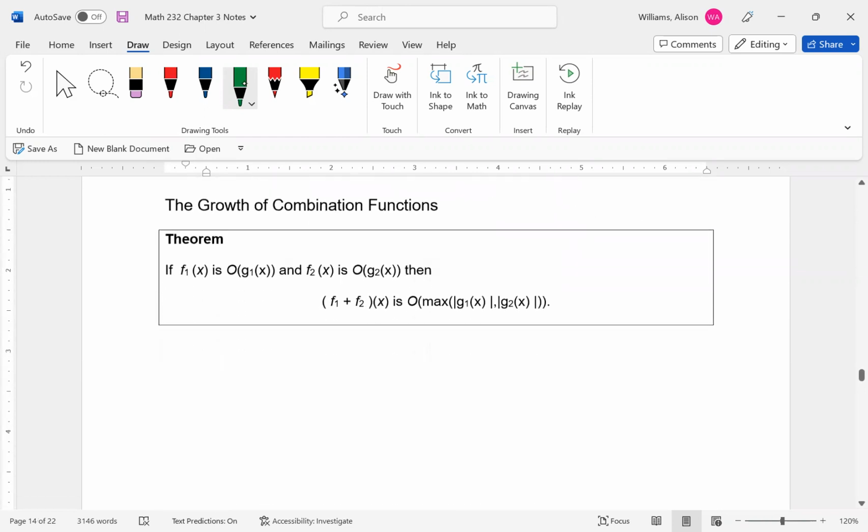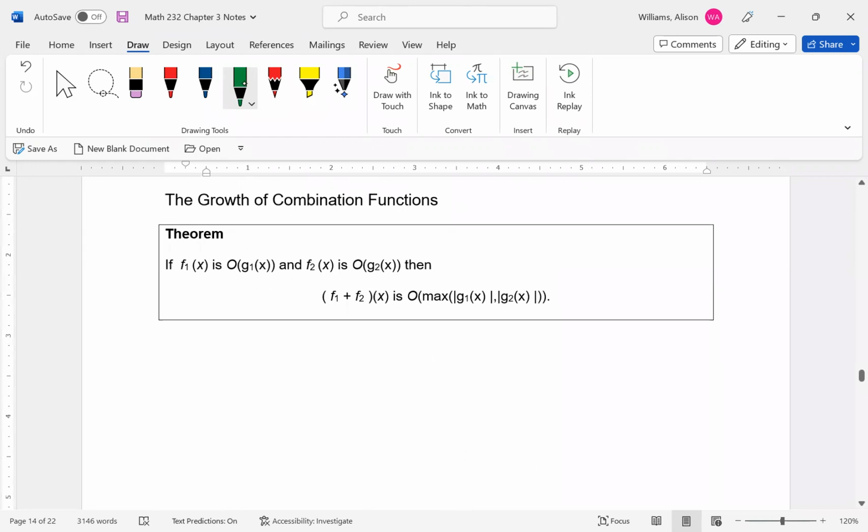Okay, so I want to look at the growth of combinations of these, meaning doing different combinations of these statements here. All right, so this one is a theorem that says if we are working with f sub 1 and it happens to be big O of g sub 1, and then we have an f sub 2 that is big O of g sub 2, then if we add those two functions together, they are big O of whichever is the maximum of either g1 or g2. Okay, so we're going to prove this.